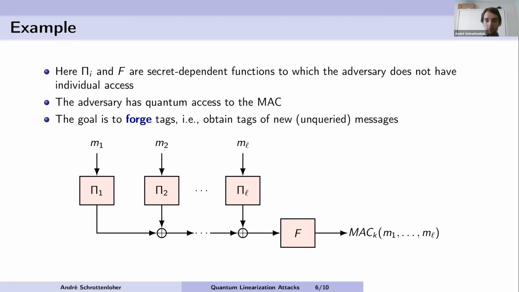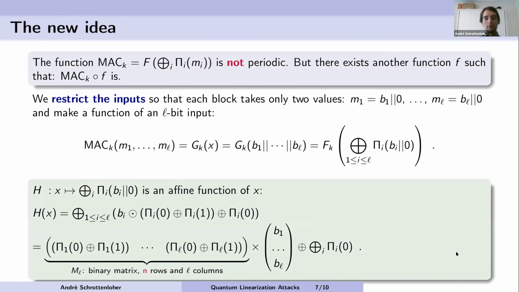On this construction, you don't have an XOR between a message and a secret. And this is what we're going to attack. So this function MAC is not periodic. But what we're going to do is to create another function, create a restriction on the inputs, such that the MAC restricted to the inputs becomes periodic. And in order to do that, we just take two values for each block. So each block is going to depend on one bit only. And now you make this a function of an input of L bits, because there were L blocks.